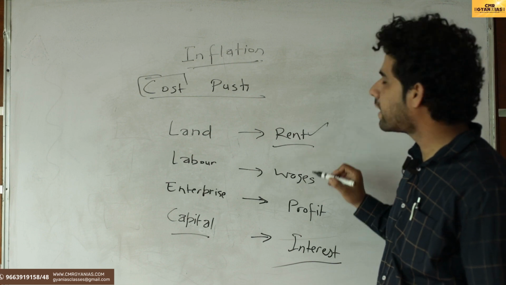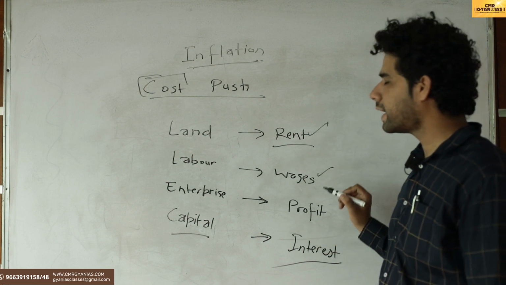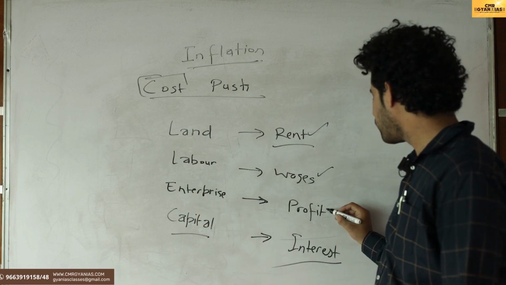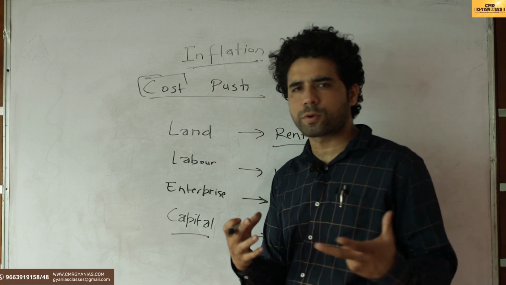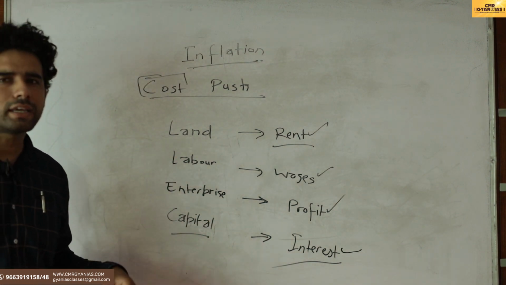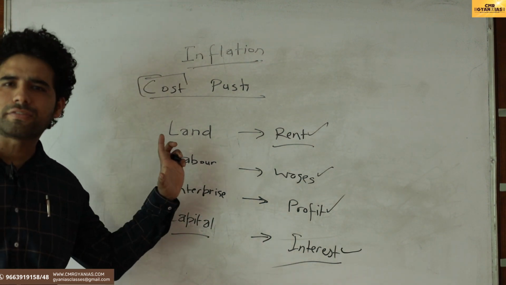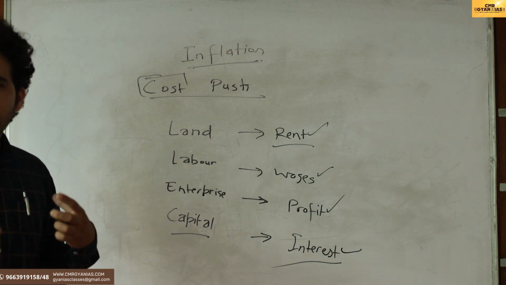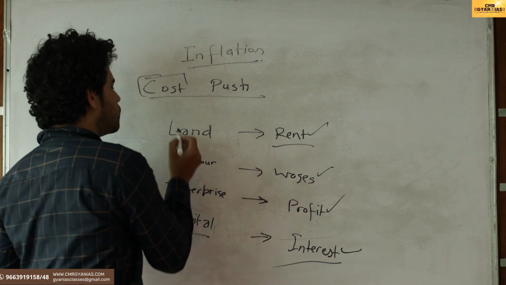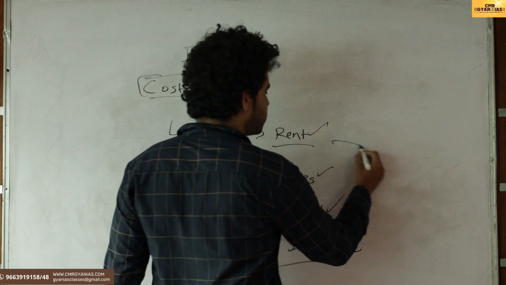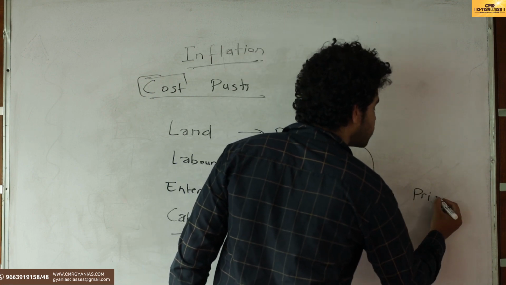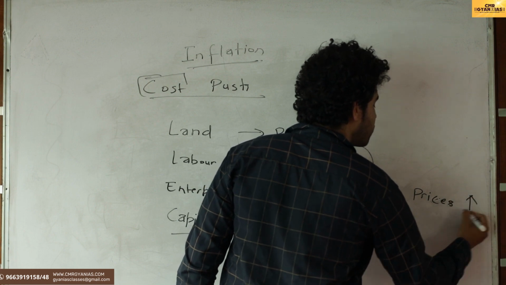So suppose the rent on land is increasing, or labor is now demanding more wages, so you have to increase the wages of the labor. Moreover, enterprise is seeking more profit, or similarly the capital, the interest rates are increasing. So whenever the cost of any of these factors increases, it shall affect the overall cost of production of that particular thing. So what will happen? Due to the increase in cost, ultimately by combining this, the prices of that particular commodity shall go up.